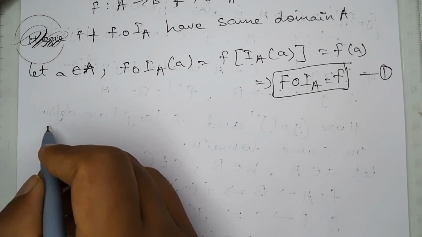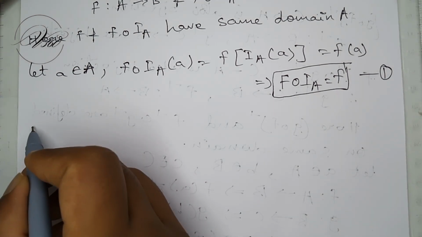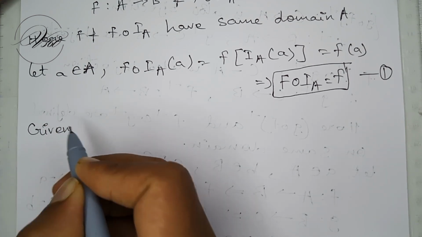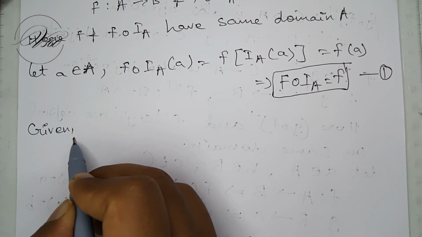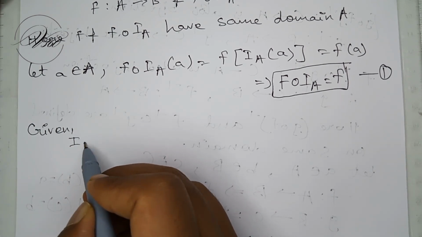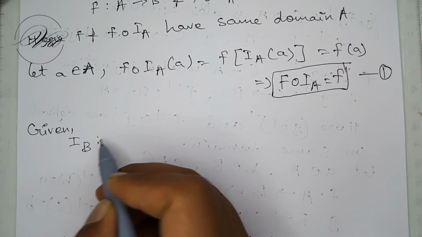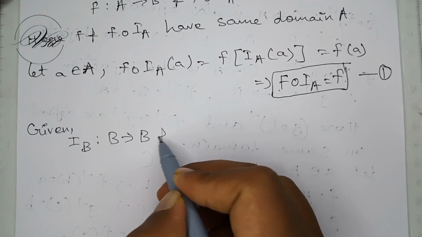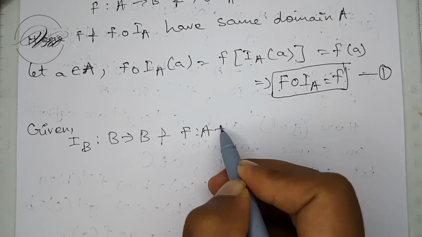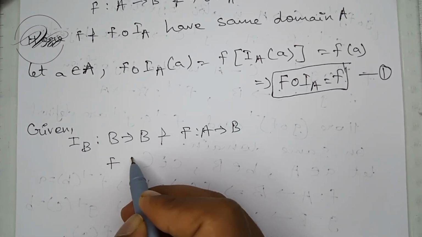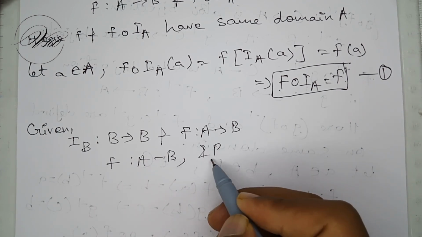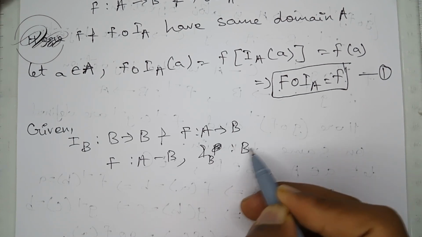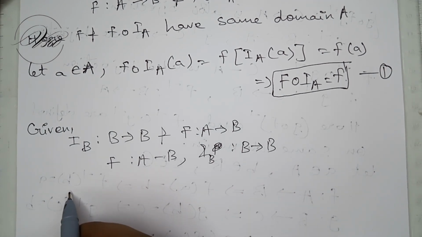Now, given here, we should know what is the second equation to do the proof. So we should find the second equation. To find the second equation we should do this. IB maps B to B and F maps A to B. So F maps A to B, and IB maps B to B. I am writing here 2 times so that I can write the concluding statement here.